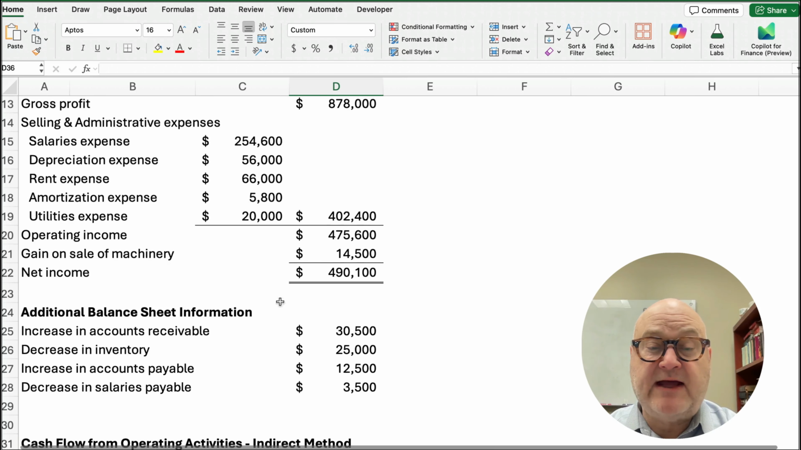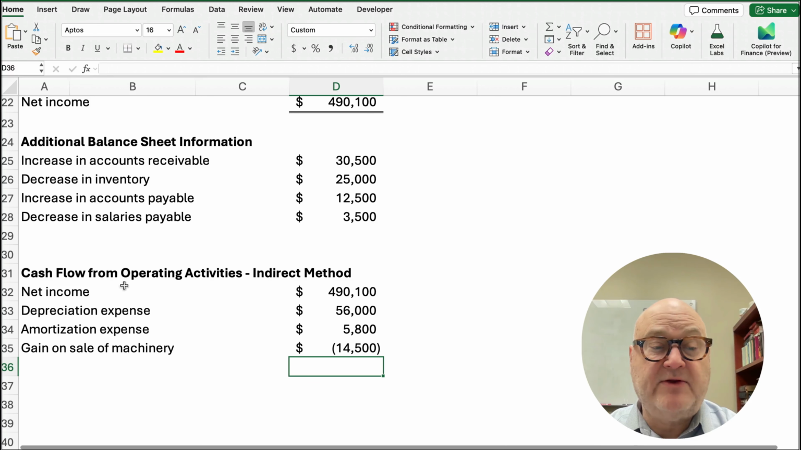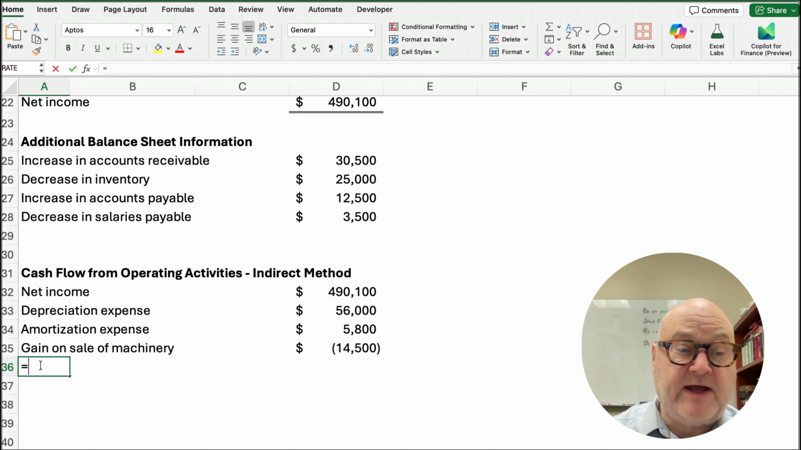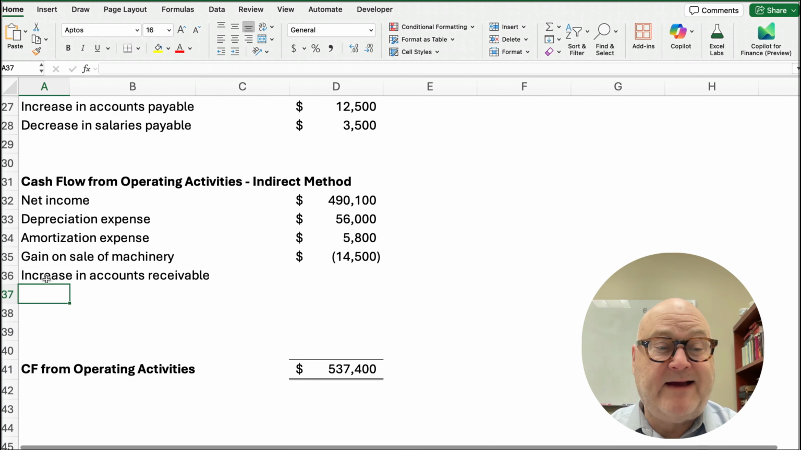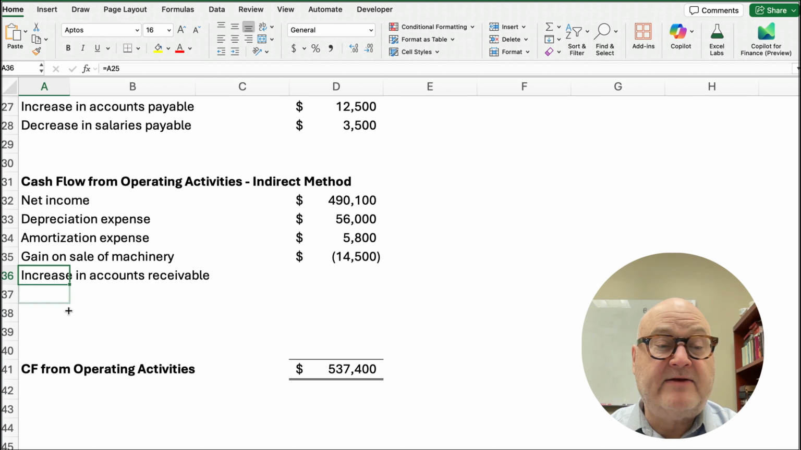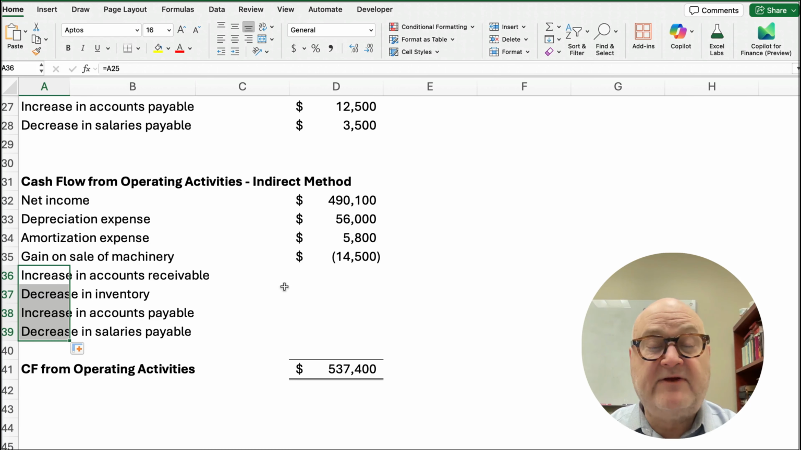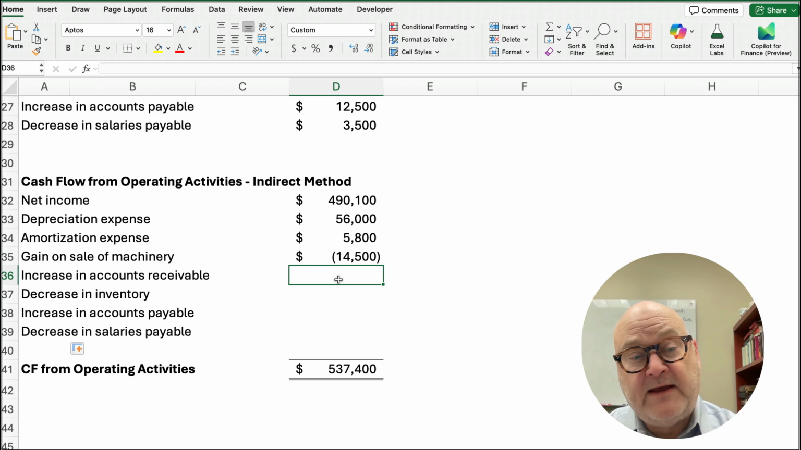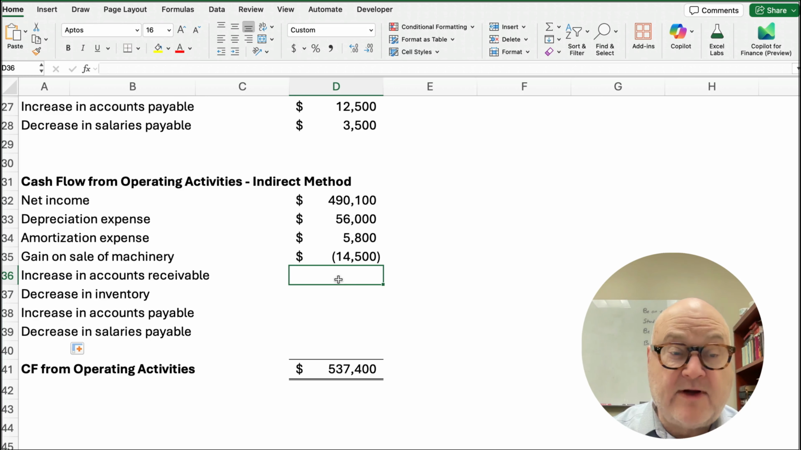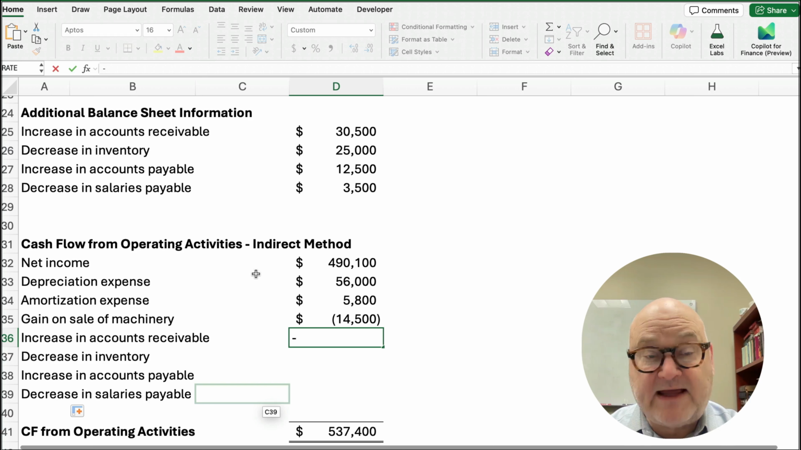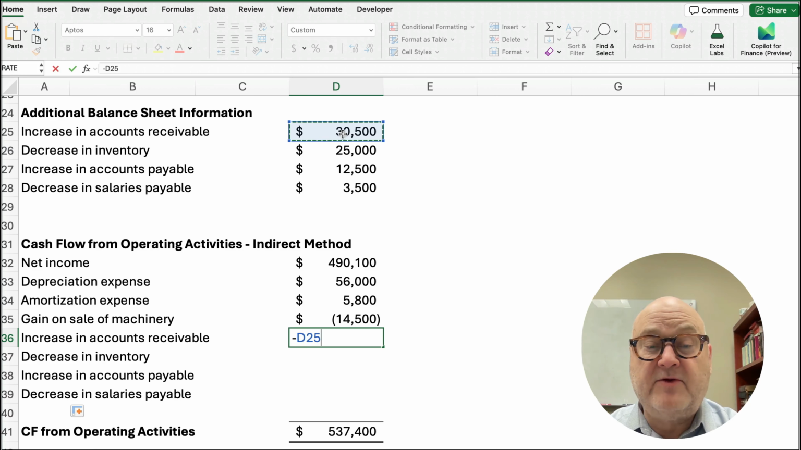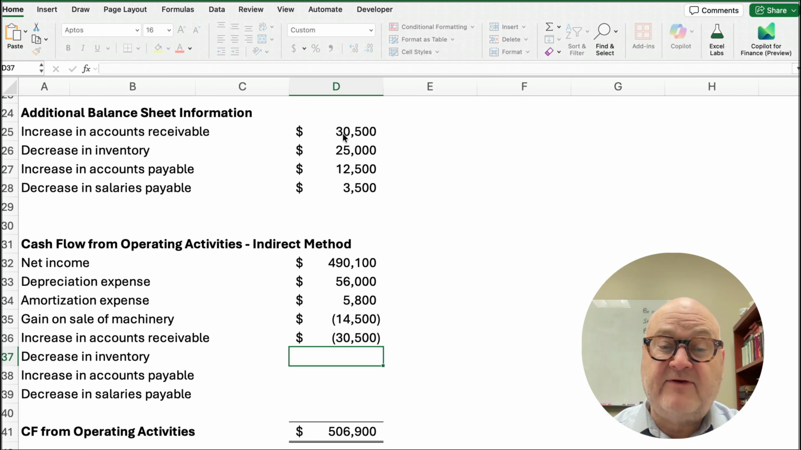So now we need to look at the differences here. What I'm going to do is just look at it line by line. I'm going to point to the increase in accounts receivable, and I'm just going to copy it down so I have it all ready to go. So increase in accounts receivable. Now, if any asset goes up, that means cash goes down. So cash is going to go down because the accounts receivable went up. So we're going to do a minus $30,500.